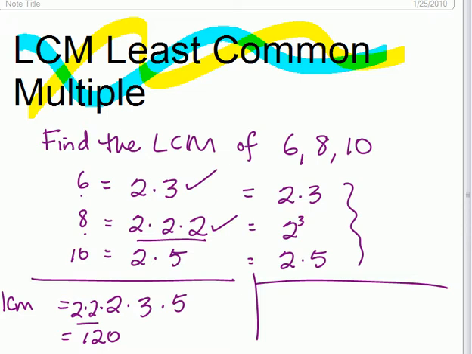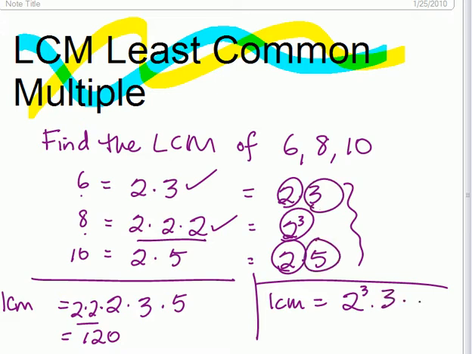Okay, so let's try it a different way using the prime factorization with exponents. So everybody agree we see a 2. What's the highest exponent of 2 we see? Well, there's a 2 cubed, and there's a 2. So we need a 2 cubed to see all of those. We need a 3, and we need a 5. So in either way, we would get 120.